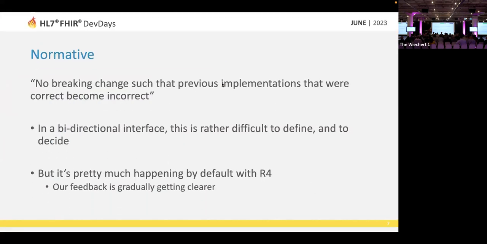And what does normative mean? It means to me, we in the specification don't make breaking change such that previous implementations that were correct become incorrect. In a bi-directional exchange of information, it's really difficult to actually achieve without simply not changing anything at all. And so it's hard to define and decide. But what we've realised is it's actually happening by default. Where the community consulted, the committee will look at something and say, really, this is a suboptimal design or a suboptimal name. We could have a clearer name or slightly change scope and then reorganise the information in the resource, and it would be easier to work with.